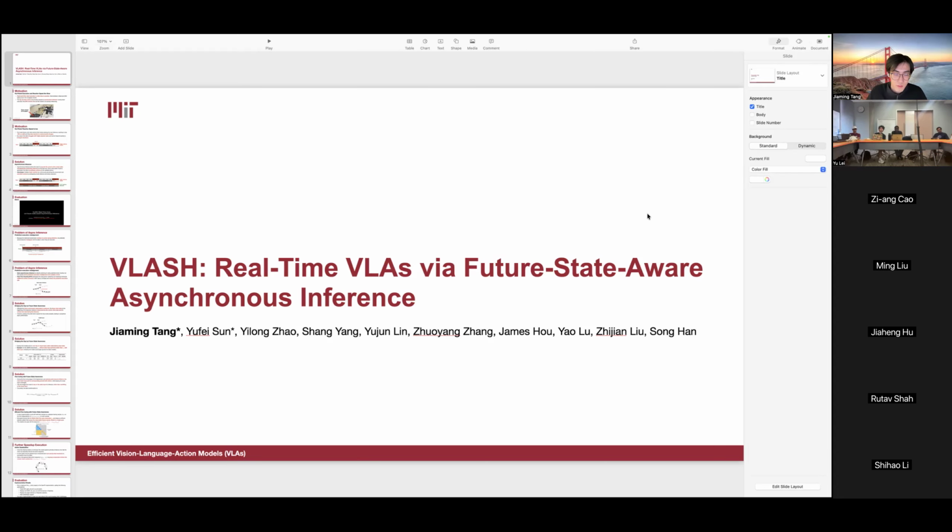He's now a second-year PhD at MIT, advised by Professor Song Han. His research interest lies in efficient algorithms and systems for robotics and large models. He's a great systems researcher. His work, Activation-aware Weight Quantization, received the Best Paper Award at MLSys.